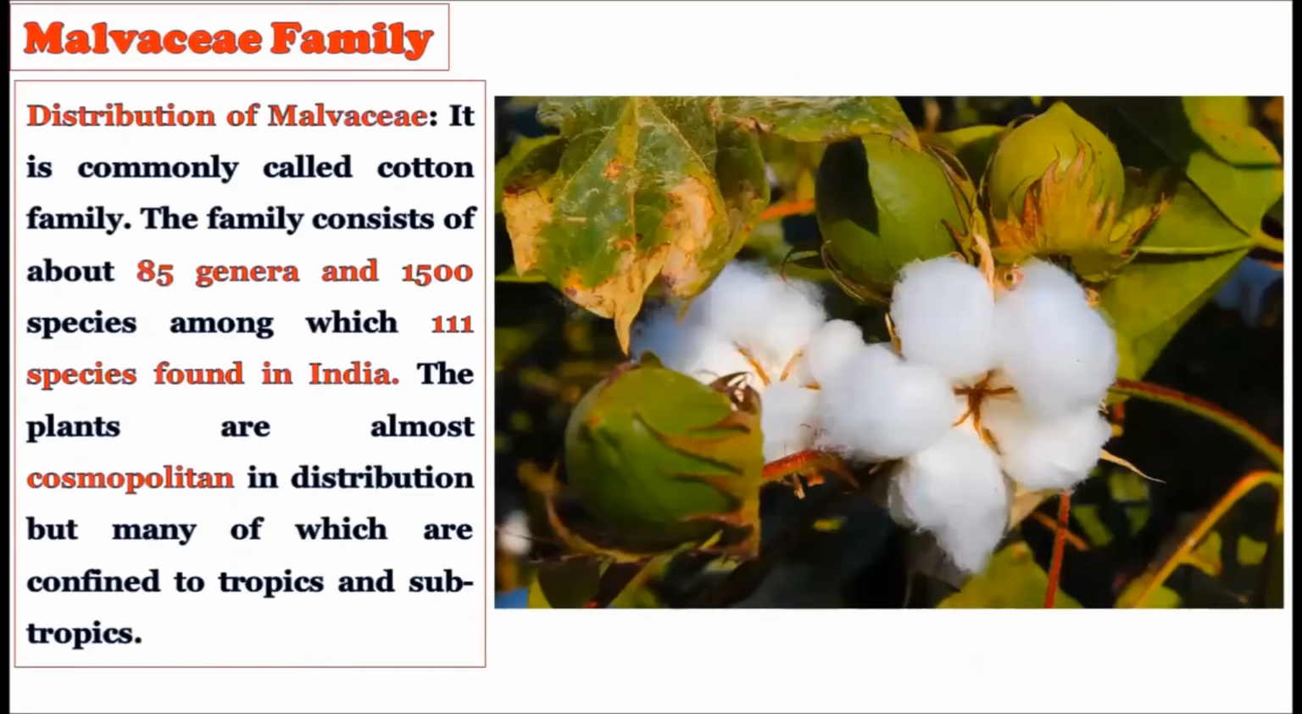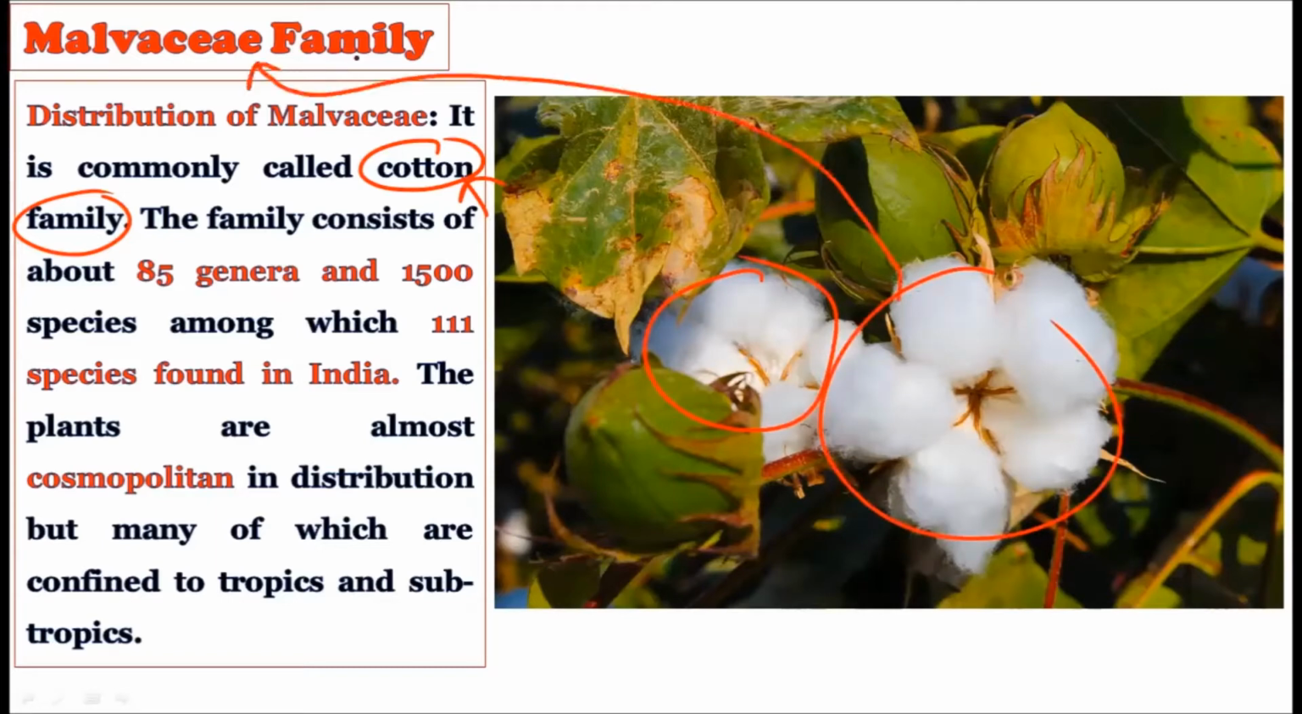Now let us consider how the members of the Malvaceae family are distributed throughout the world. It is commonly called the cotton family. The very famous member of this family is the Gossypium species, which is called cotton in English. Here you will find the cotton plant, and this cotton plant belongs to the Malvaceae family. Another very important and familiar example is the hibiscus plant. The hibiscus plant also belongs to the Malvaceae family, and as you know, in graduation the hibiscus plant is largely used for practical purposes. To understand the Malvaceae family, we often use the hibiscus flower, which is a complete flower.